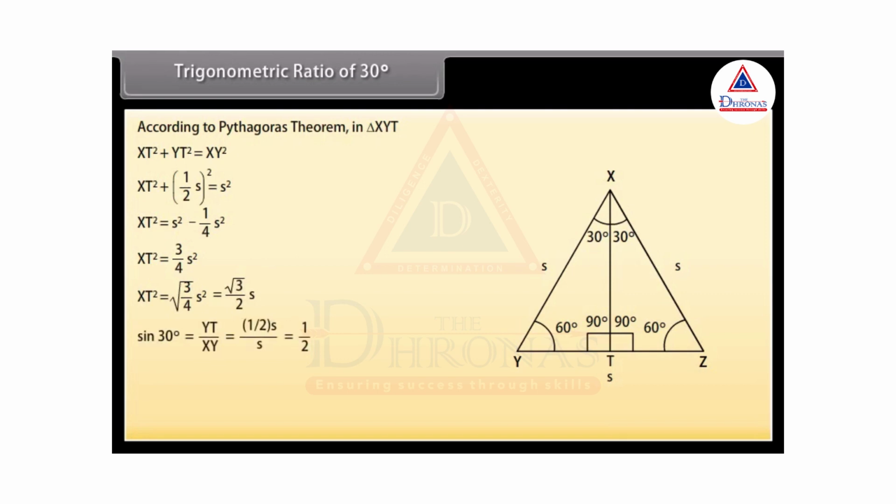Sin 30 degree is equal to YT upon XY, equals 1 upon 2s upon s, which is equal to 1 upon 2. Cos 30 degree is equal to XT upon XY, which equals square root 3 upon 2s upon s, equals square root 3 upon 2. Tan 30 degree is equal to YT upon XT, equals 1 upon 2s upon square root 3 upon 2s, equals 1 upon square root 3.